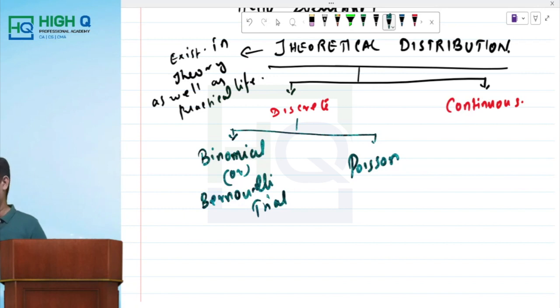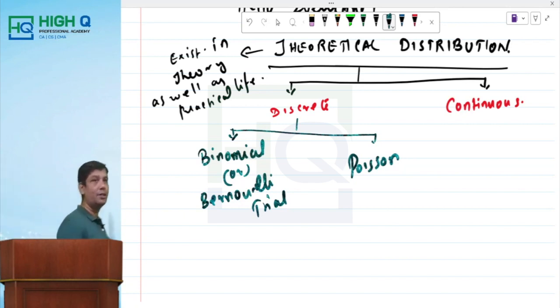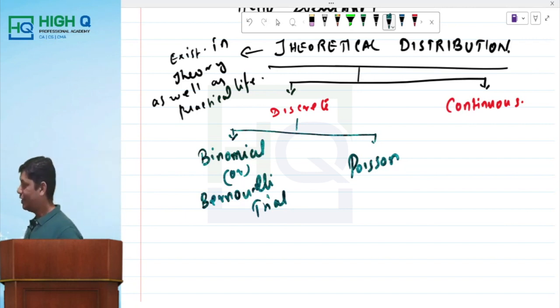You may be wondering why discrete has two methods. When Bernoulli invented a method, why did Poisson also invent one more partition? Bernoulli has already given a solution, so why has Poisson come with another solution? Because Bernoulli's binomial distribution has some limitations, and to overcome that limitation, Poisson came with a solution.